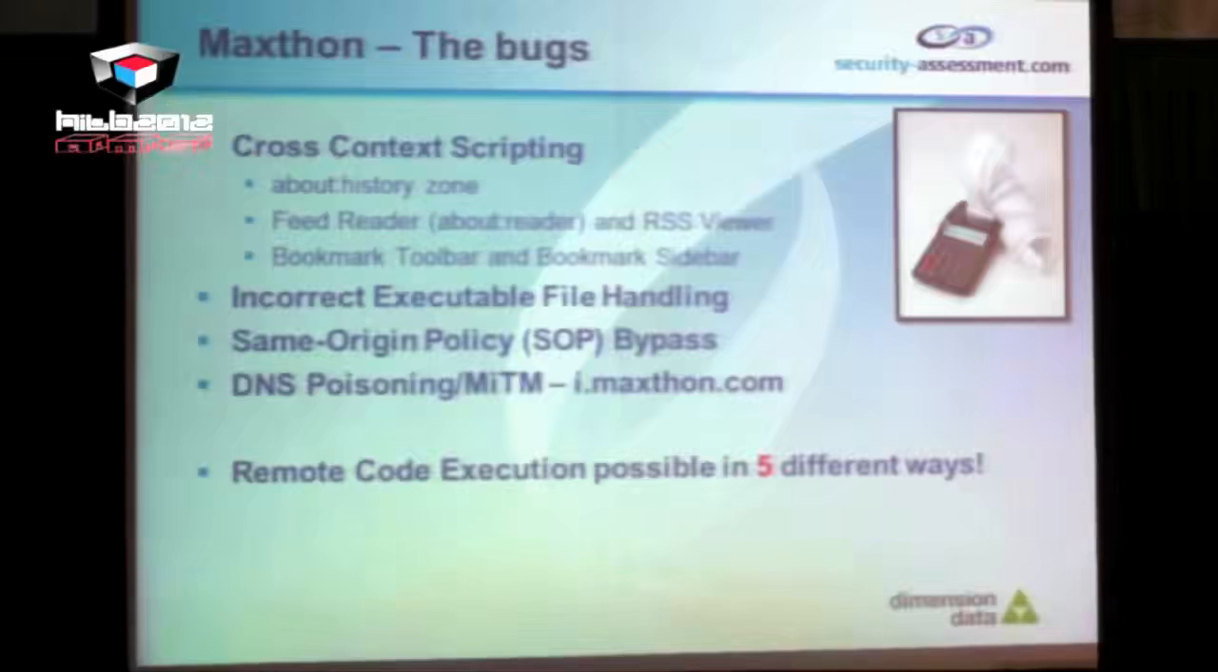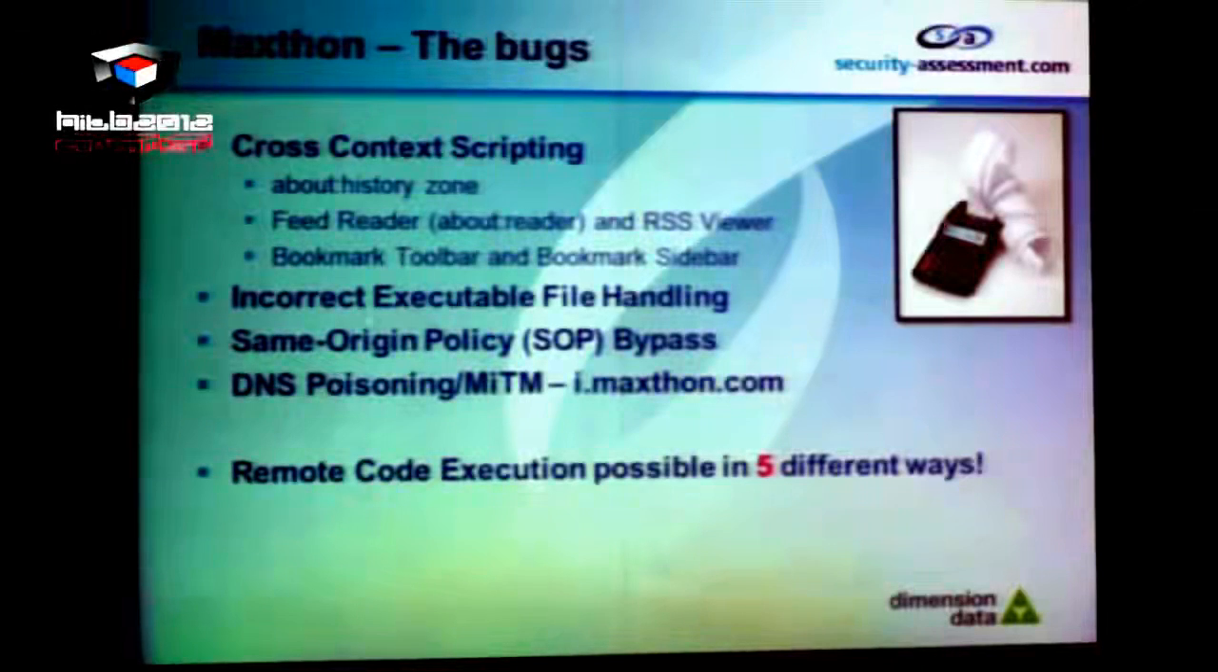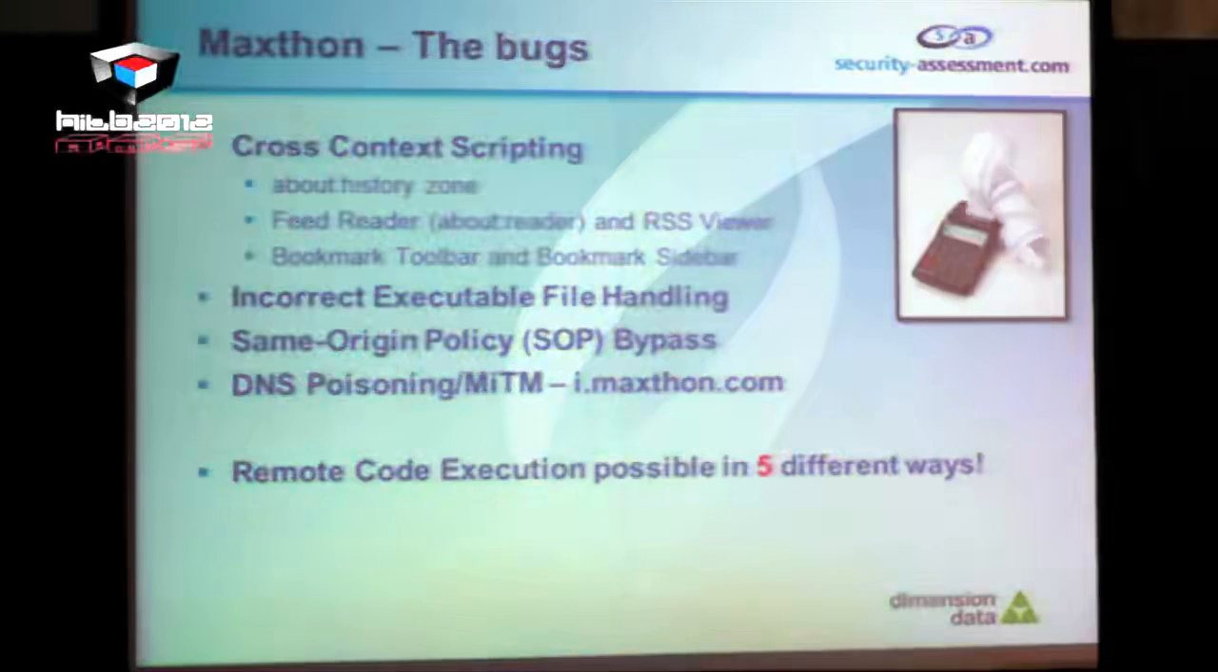So these are the bugs I'm going to present today. It's a mix of different things: the cross-content scheme issue, which I just introduced before, in four different places, and then the other bugs which I will mention. Chaining all these bugs together gives me 5 different ways to get code execution in this browser. So let's start with the first 0 day.